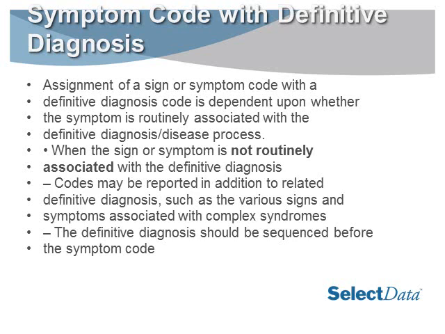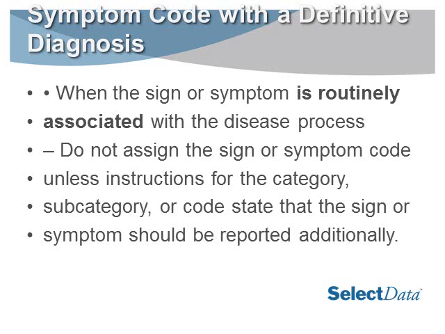For use of symptom codes when you have a definitive diagnosis, assignment of a sign or symptom code with a definitive diagnosis is dependent upon whether the symptom is routinely associated with the definitive diagnosis or disease process. When the sign or symptom is not routinely associated with that definitive diagnosis, a code may be reported in addition to related definitive diagnoses, such as the various signs and symptoms associated with complex syndromes, but the definitive diagnosis will always sequence before the symptom code.